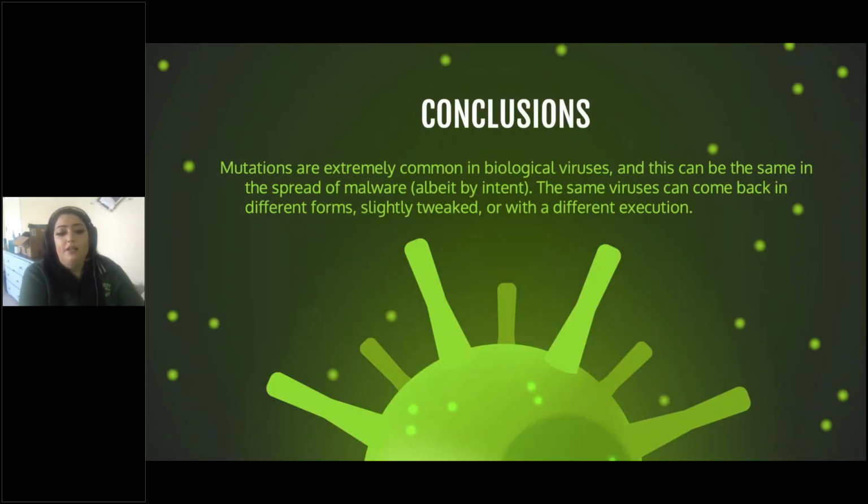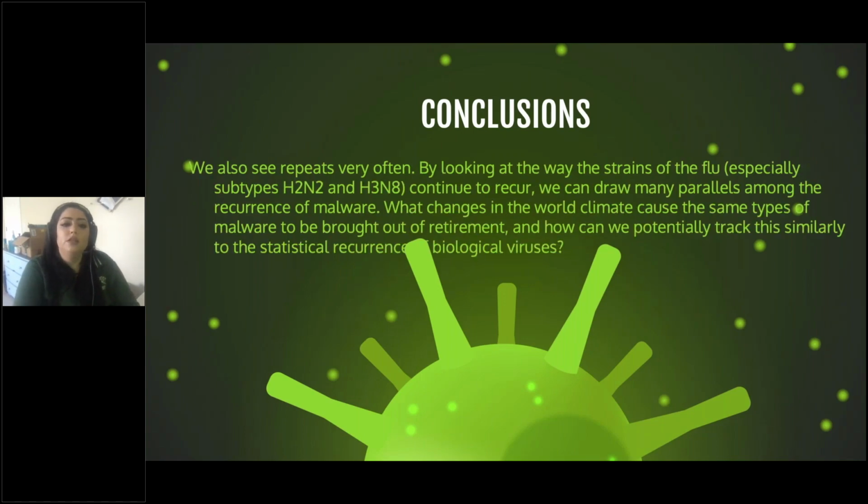Mutations are extremely common in biological viruses, and this can be the same in the spread of malware, albeit by intent. The same viruses can come back in different forms, slightly tweaked or with a different execution. We also see repeats very often. By looking at the way the strains of the flu, especially subtypes H2N2 and H3N8, continue to recur, we can draw many parallels among the recurrence of malware. What changes in the world climate cause the same types of malware to be brought out of retirement? And how can we potentially track this similarly to the statistical recurrence of biological viruses?